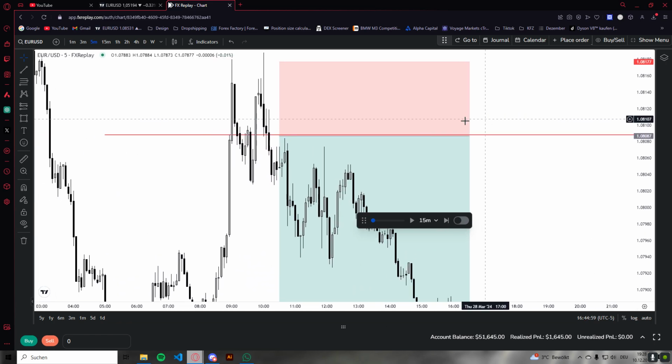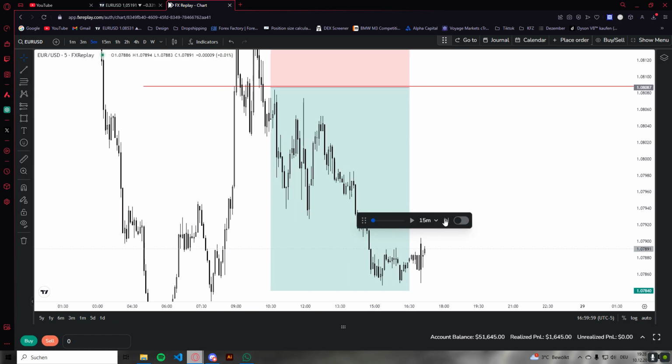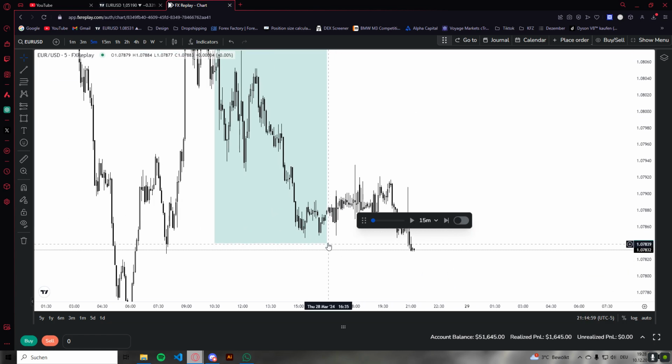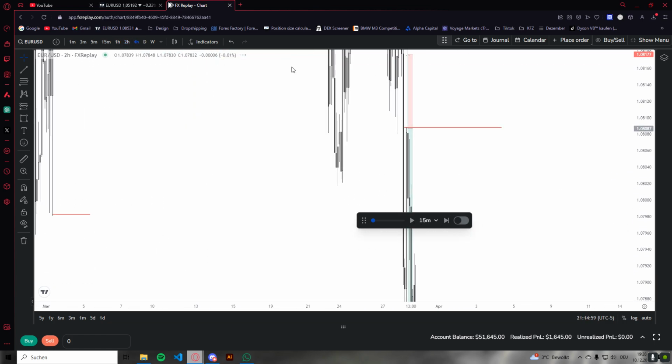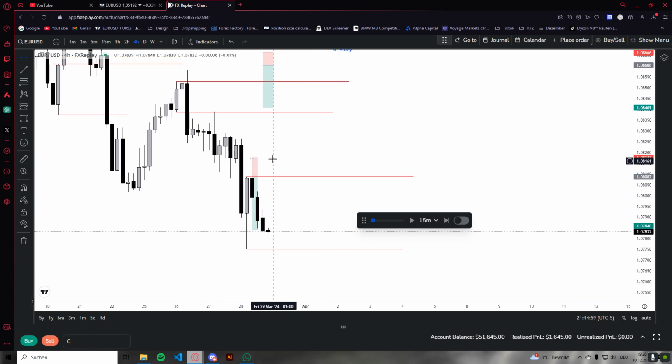Okay. So our entry was right there. It didn't fill us. My bad, to be honest. But take profit would be easily hit. Almost the 1 to 3. Okay. So, another high probability setup. Okay. So that's a high probability setup.